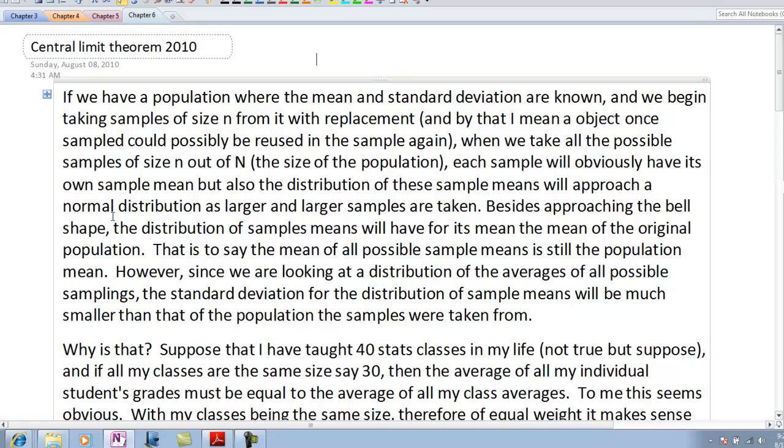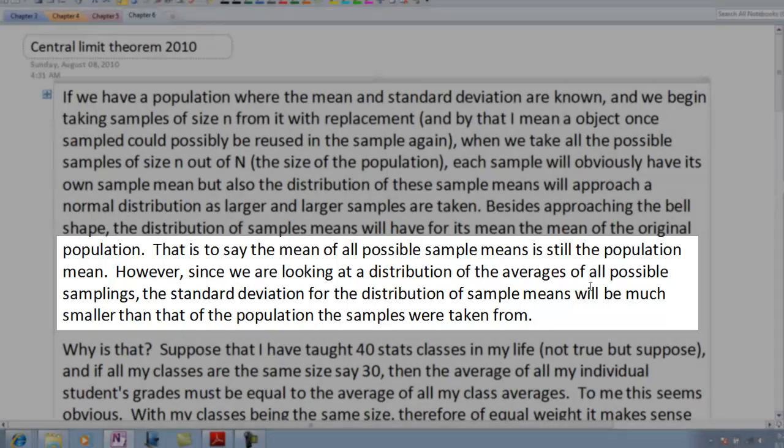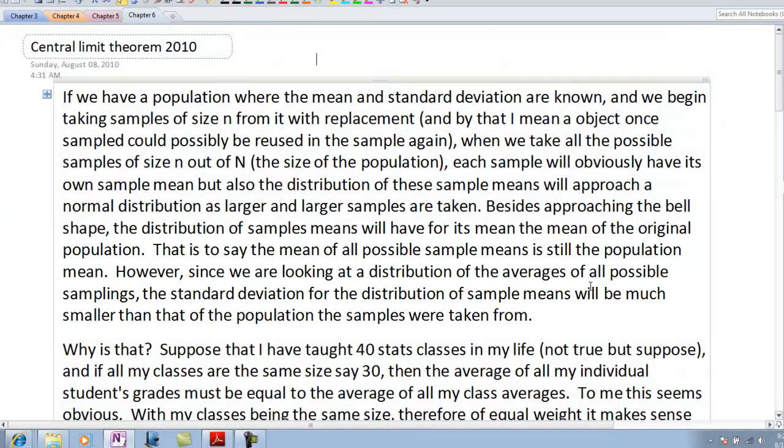Besides approaching the bell shape, the distribution of sample means will have, for its mean, the mean of the original population. The mean of the original population was, what did I say, 30.5 if I have balls numbered 1 to 60. That is to say, the mean of all possible sample means is still the population mean. However, since we are looking at a distribution of the averages of all possible samplings, the standard deviation for the distribution of sample means will be much smaller.